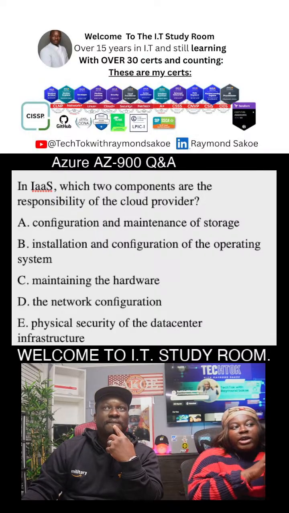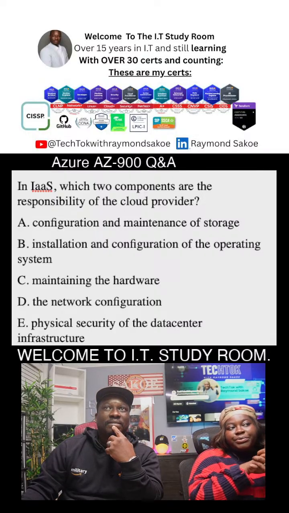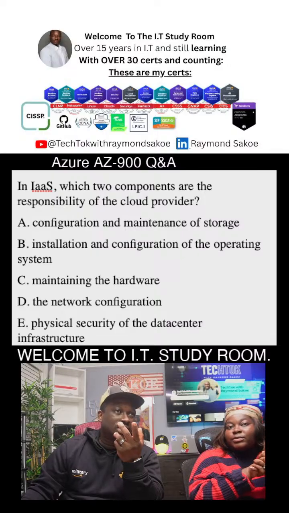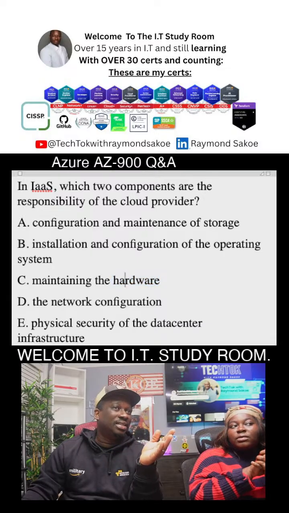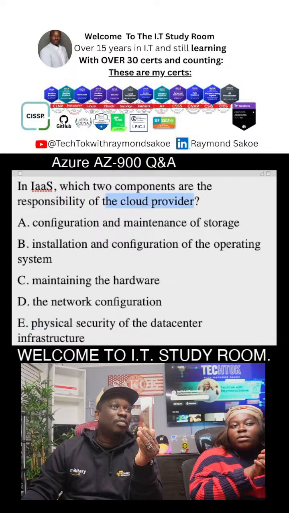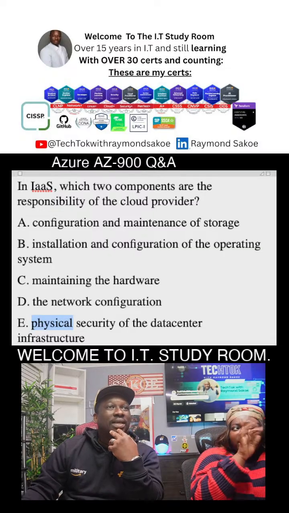All right, so what's the answer? It's C and E, the hardware. Remember, anything hardware or physical is the responsibility of the cloud provider. So in this question we have the hardware, C and E. What about A? Because A came up a couple of times.